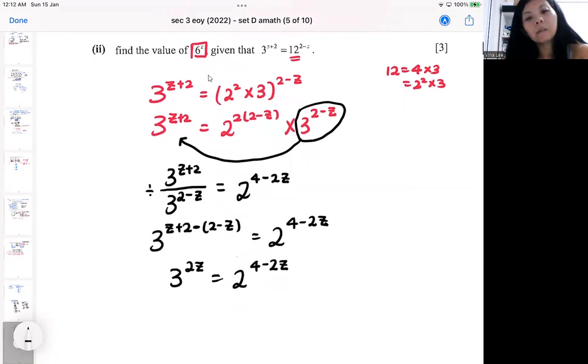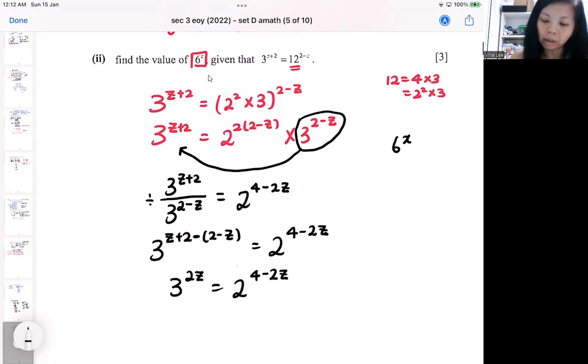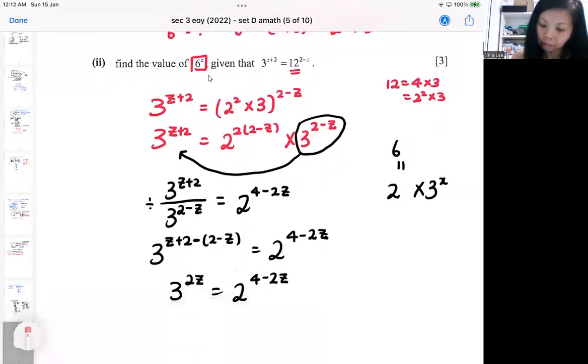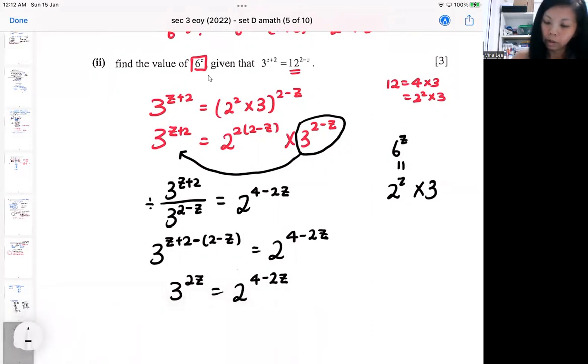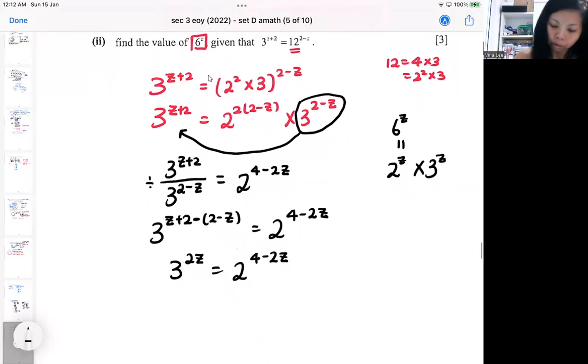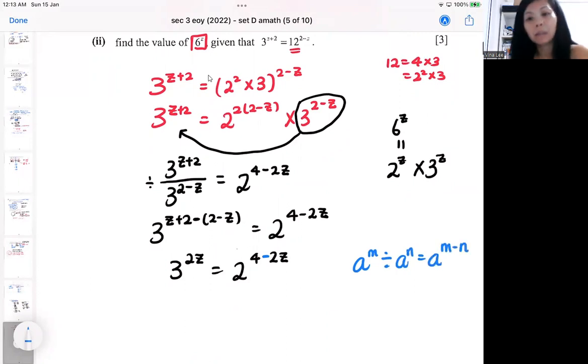If you can achieve until this stage, you might still be confused because it looks quite far away from the 6z that you would like. Sorry, not x, it's 6z. It looks quite far away. This is the difficult part. If you look, there is a subtraction here. The subtraction came from a divide. This was one of your same base divisions.